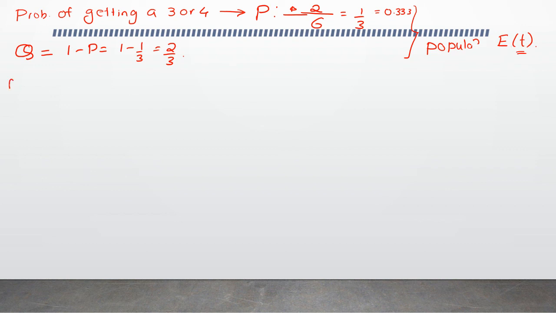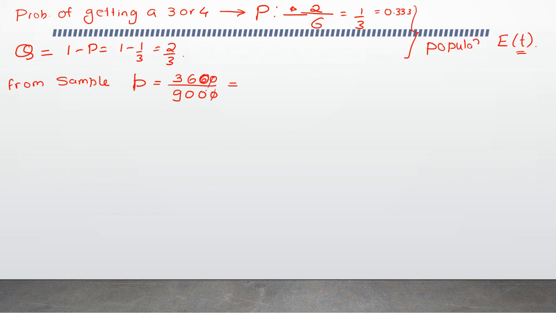Okay, now from the sample, the probability of getting 3 or 4 is the small p. How many times did I get a 3 or a 4? That was 3600 times. And how many times was it thrown? 9000 times. So this is the observed probability, the small p value, from the sample.